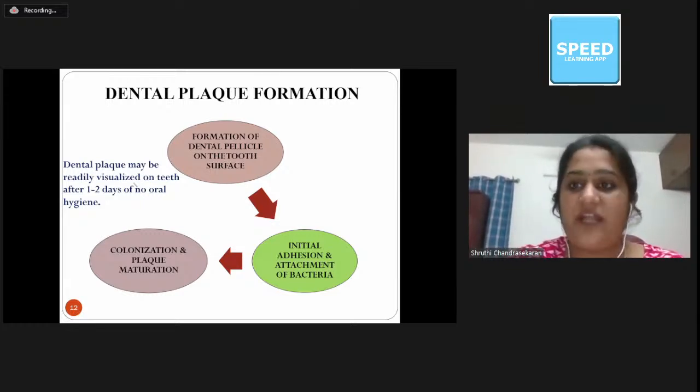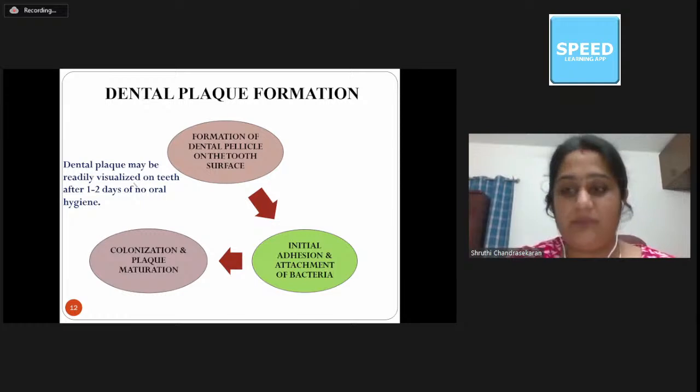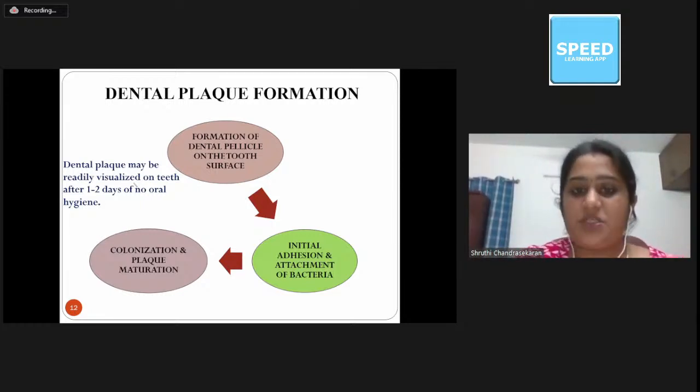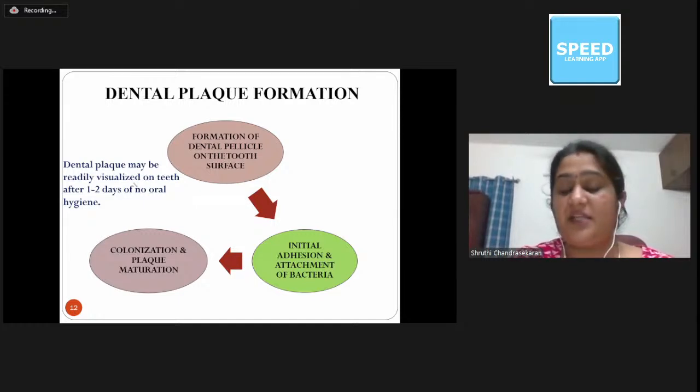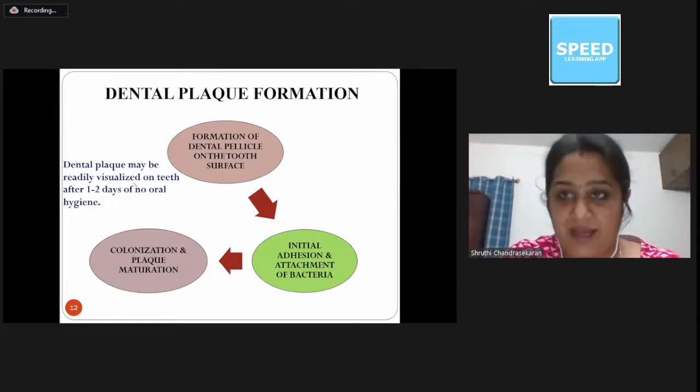The first stage of dental plaque formation is the formation of the dental pellicle on the tooth surface. Next is the initial adhesion and attachment of the bacteria. And the third step is the colonization and the plaque maturation. So please remember these three steps because they are of important exam relevance. The dental plaque may be readily visualized on the tooth surface if no oral hygiene is performed for 1 to 2 days at maximum.